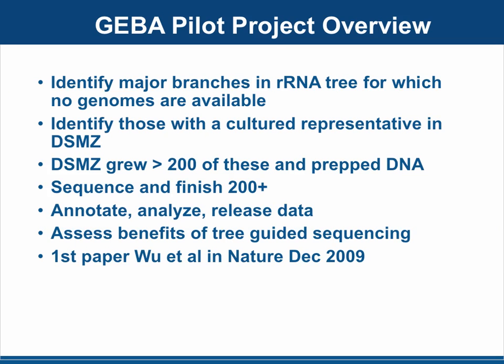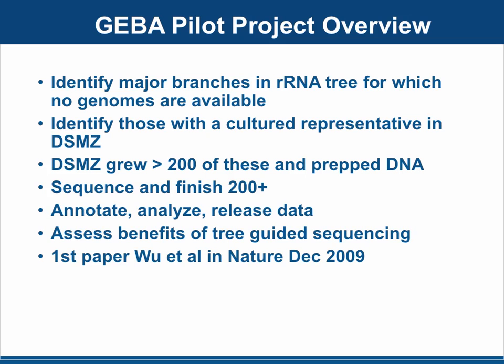For DSMZ, we identified about 400 of these originally. They targeted about 200 of these to grow and prep the DNA. Actually, maybe 300 of them. And then for JGI, I made this slide a while ago, we're now up to about 300.